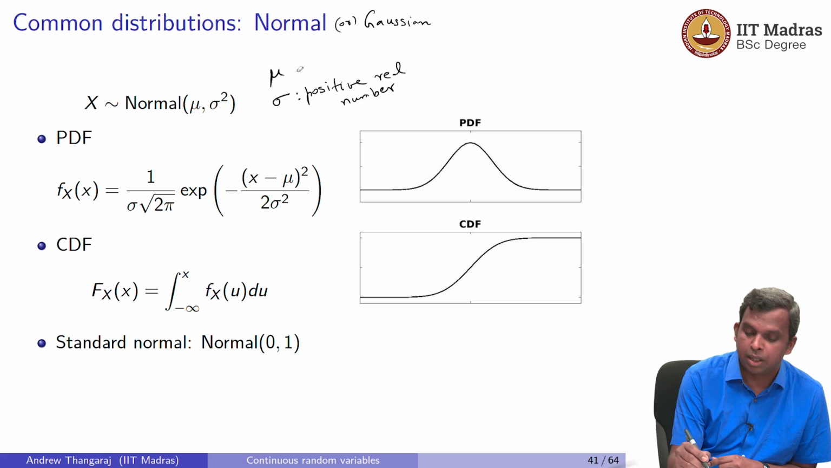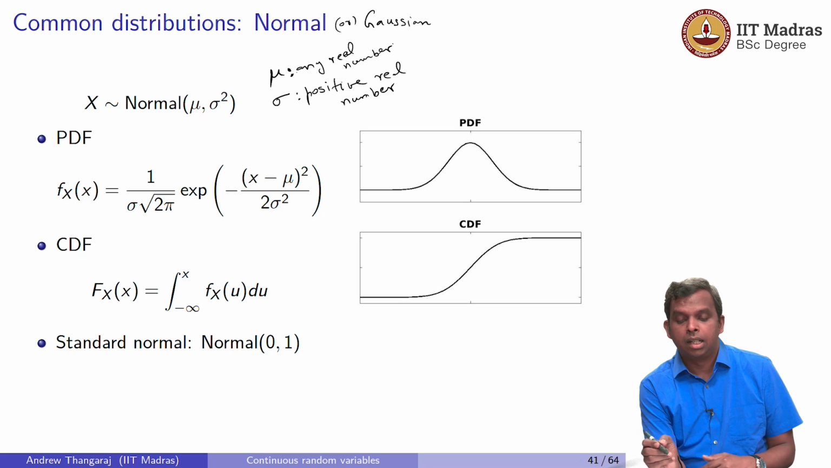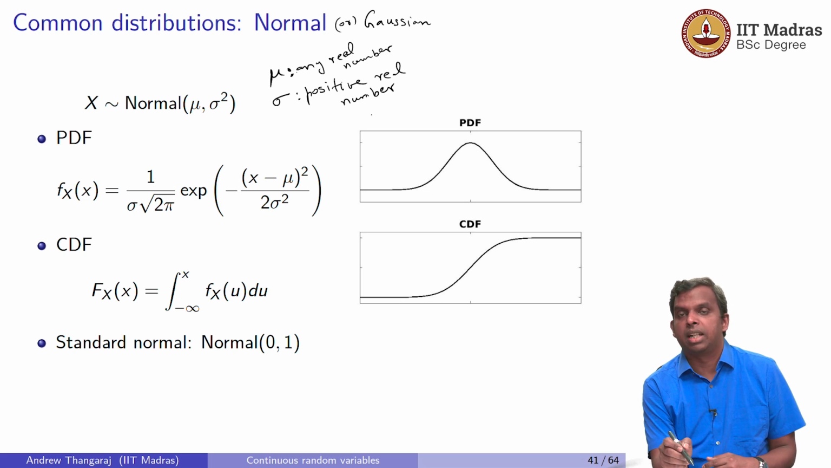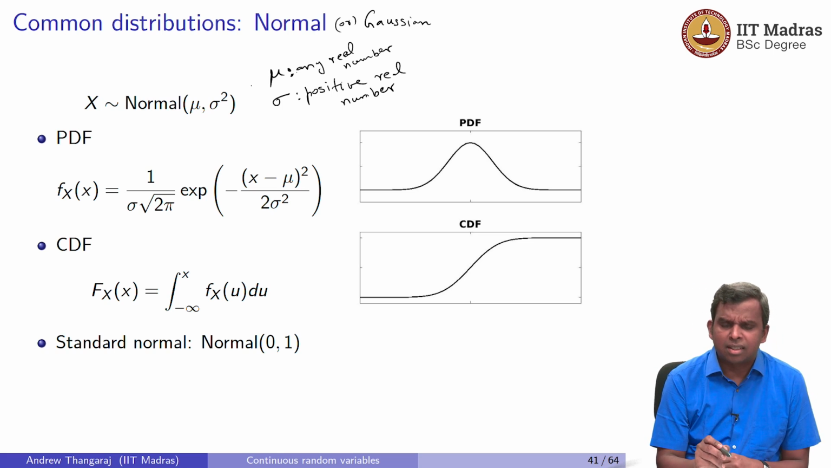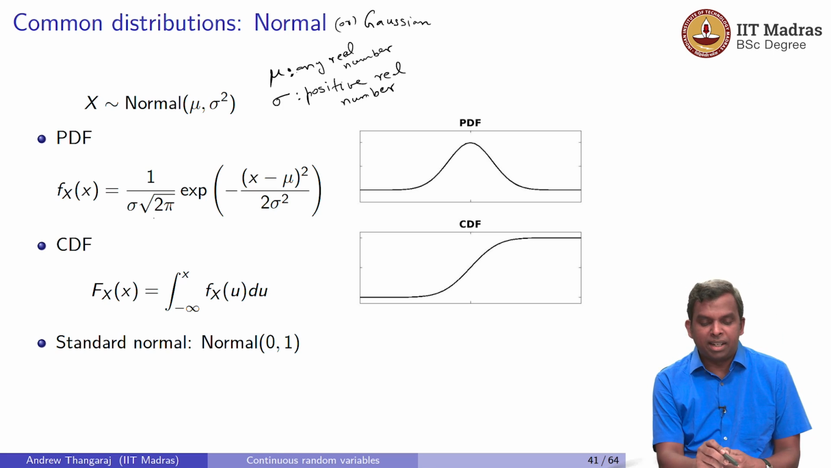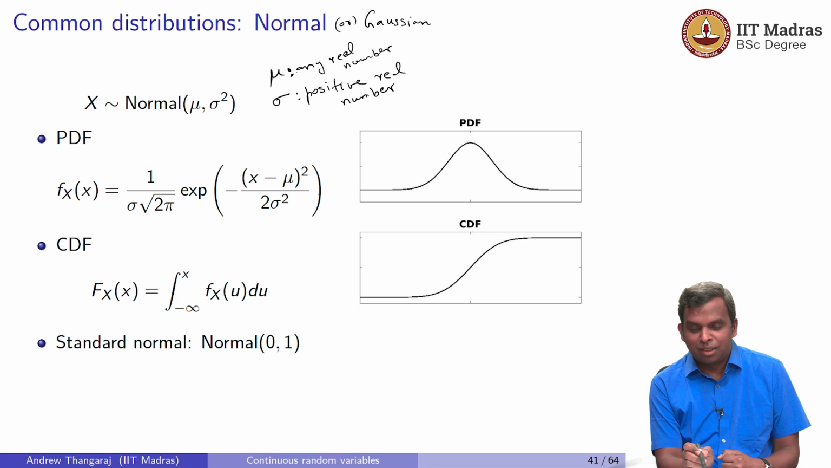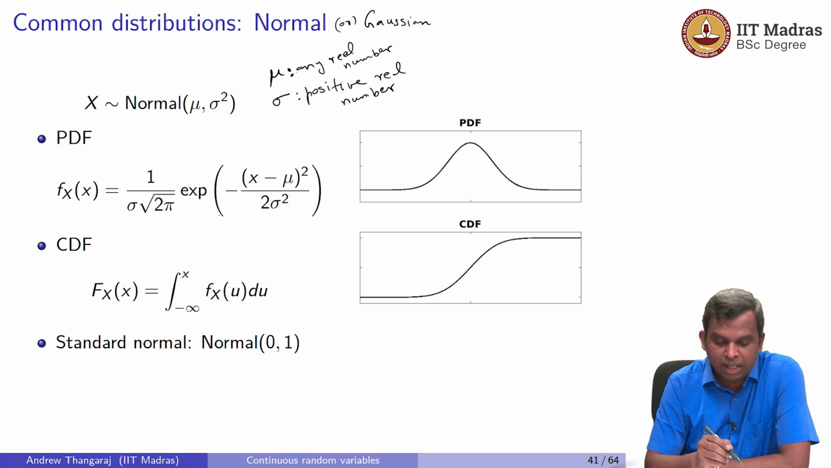So mu maybe I should say is any real number, can be positive, can be negative. Sigma on the other hand is a positive real number. Okay, so that's the constraint. So sigma squared is written that way. The PDF is slightly complicated looking. It's got a big structure, but let's see if we can unwrap it.